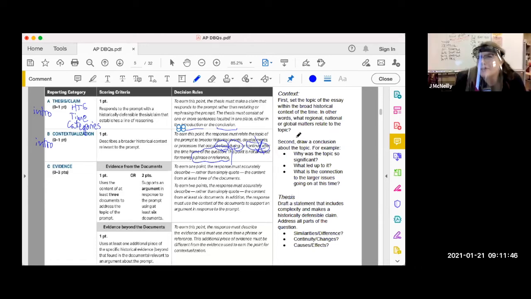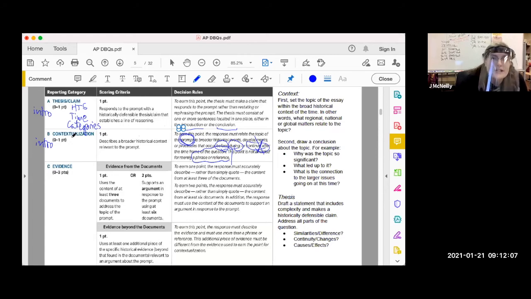Now, if you are given a cause and effect essay and you start doing comparison, it could be the best comparison that's ever been done, but you're not going to get the points because the thesis has to answer the prompt. You can't just pick and choose what you want to answer. You have to answer the specific question given to you.